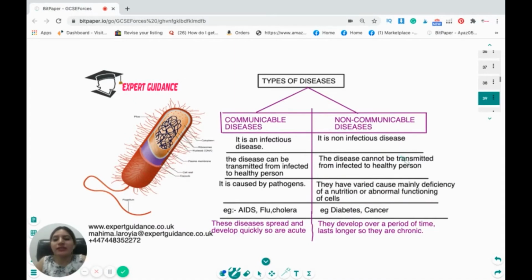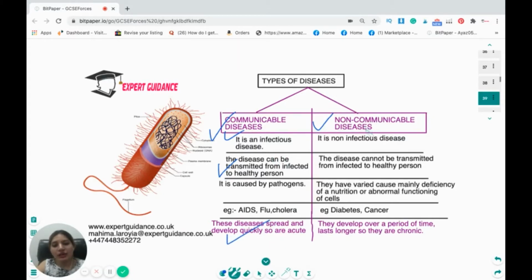Now, if we talk about diseases, there are two classes of diseases. One is a communicable disease, another is a non-communicable disease. Communicable diseases are infectious diseases, and these are diseases that can be transmitted from an infected to a healthy person. For example, COVID-19. And they're mostly caused by pathogens like bacteria, viruses, and fungi. Examples are AIDS, flu, and cholera, and communicable diseases generally spread and develop very quickly and are acute.